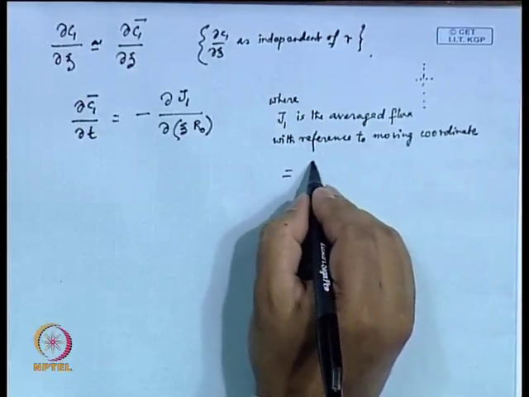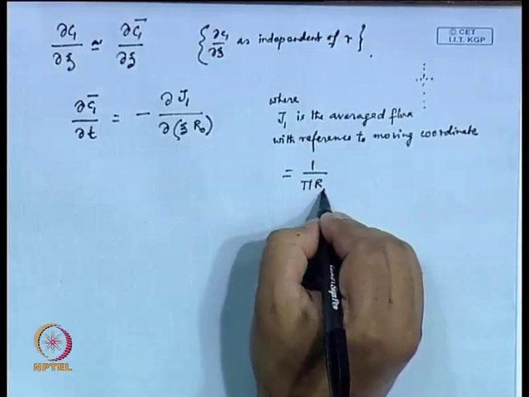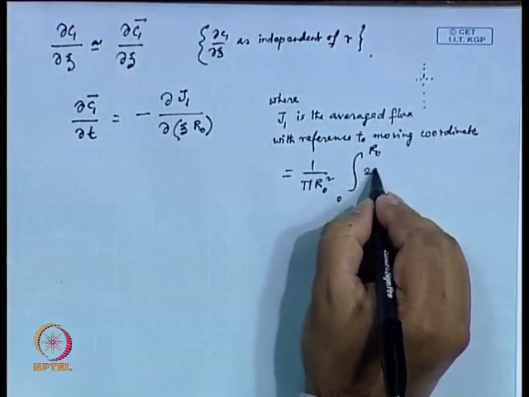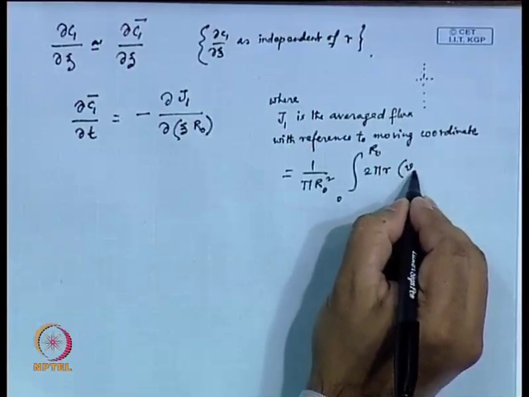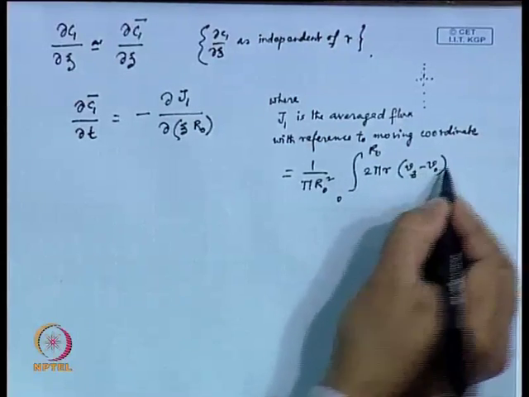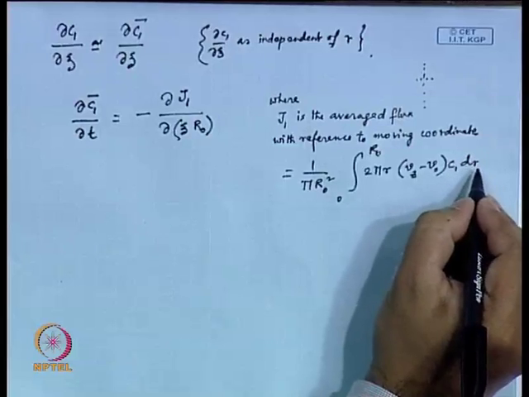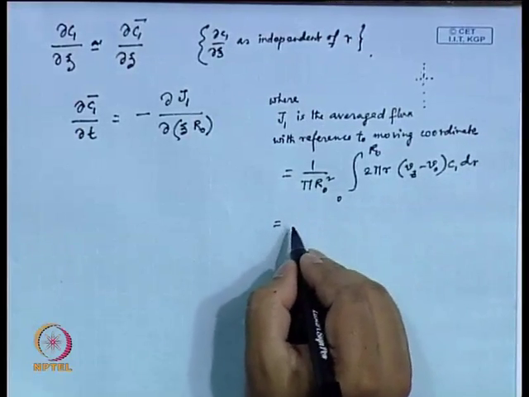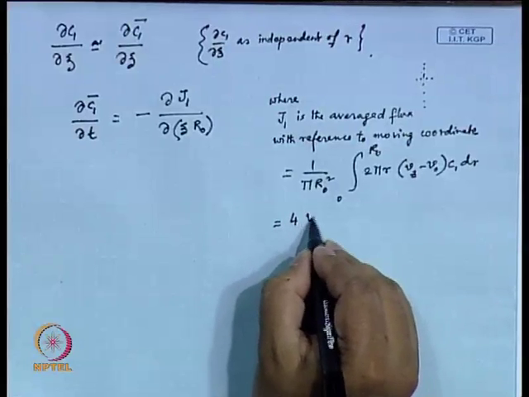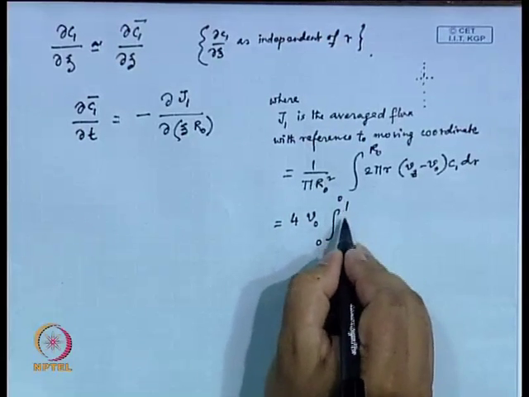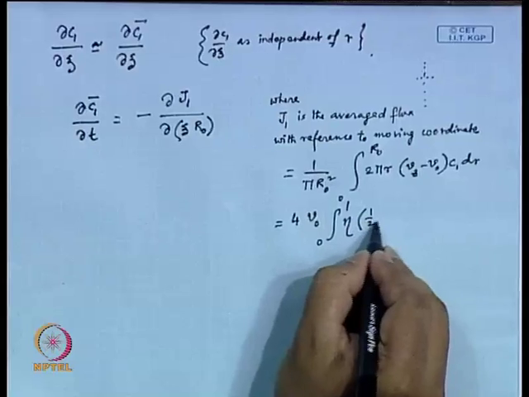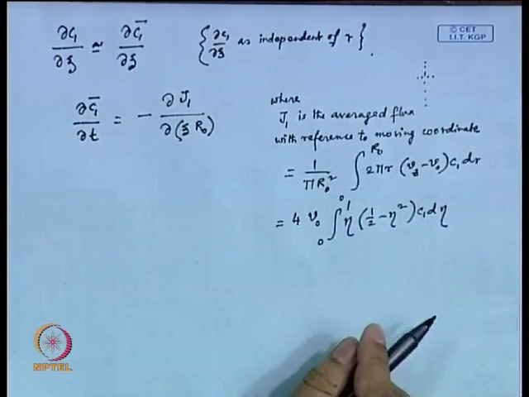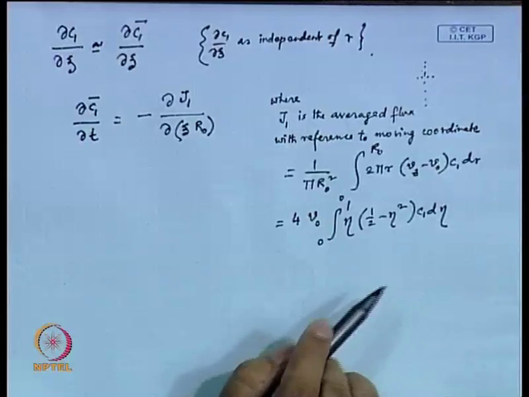That means G1 is equal to 1 by pi r0 squared times the integral from 0 to r0 of 2 pi r (vz minus v0) C1 dr. Let me give you the final expression first, which is 4 v0 times the integral from 0 to 1 of eta times (half minus eta squared) C1 d eta. This is the final expression.